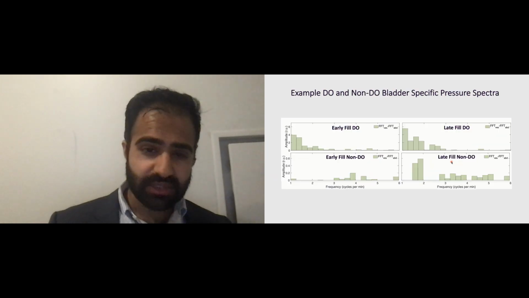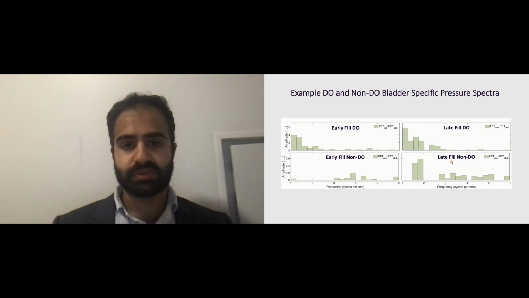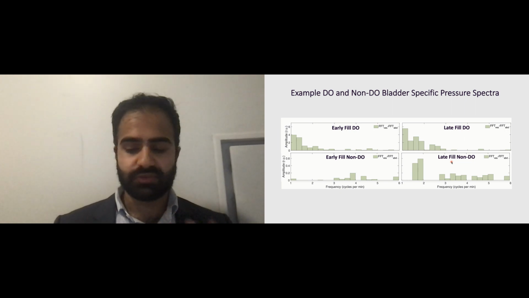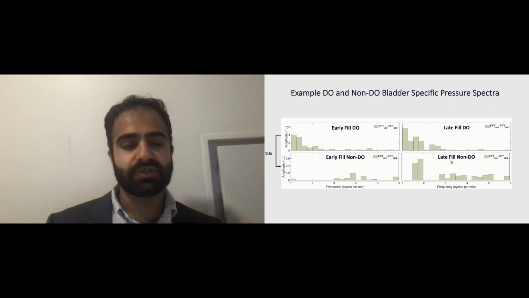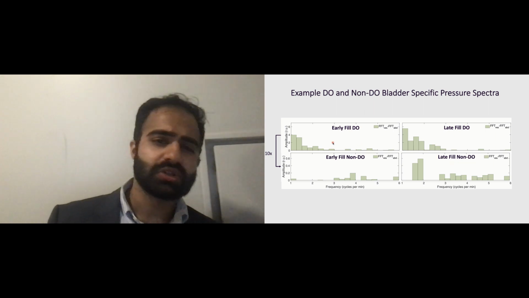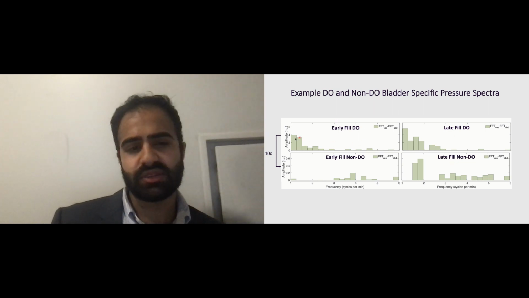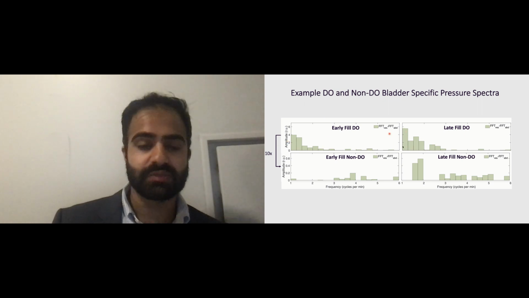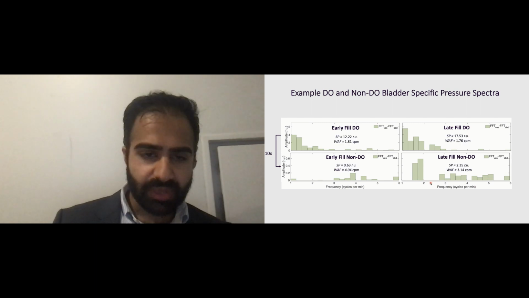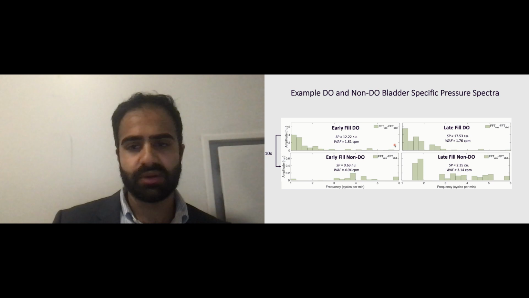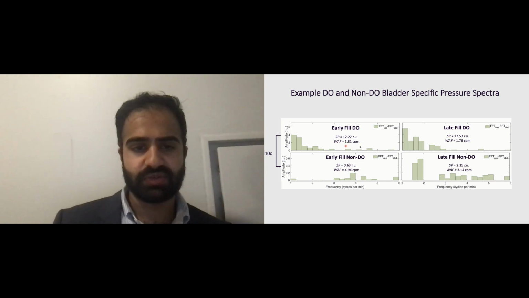What I would like to do is take these green histograms, or the bladder pressure specific spectra, put them side by side, and just for a visual comparison of the two. And please note that the amplitude difference is a factor of 10 difference between the two. So in the DO patient, we see that there are predominantly more lower frequencies, and the amplitude is much higher when we compare it to the non-DO patients, which have a little bit of a higher frequency center and a lower overall amplitude. This corresponds to what we see with the spectral power being higher in the DO patient, and the weighted average frequency being lower in the DO patient compared to the non-DO patients.